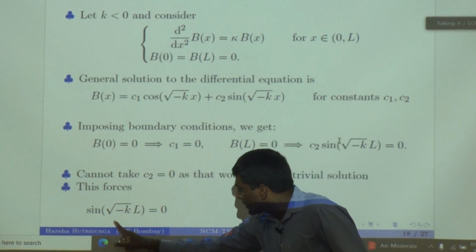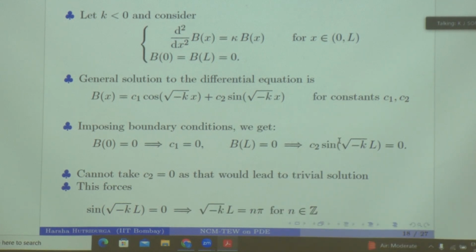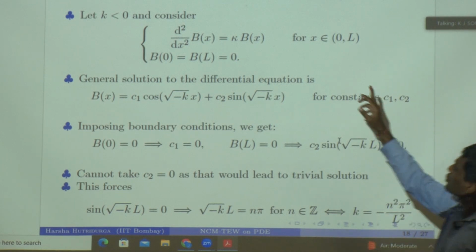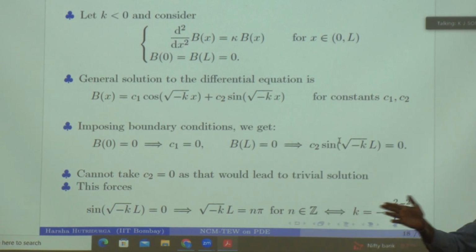And we know what the input should be so that sine vanishes: it should be equal to n times pi. And that tells you that kappa should be minus n squared pi squared upon L squared. And this is the reason why in the Fourier series when you wrote it down, you got this n squared pi squared upon L squared. Because only for these choices of kappa will you be able to solve for B, which is a non-trivial function. For any other choice, you will get 0 solutions for B.